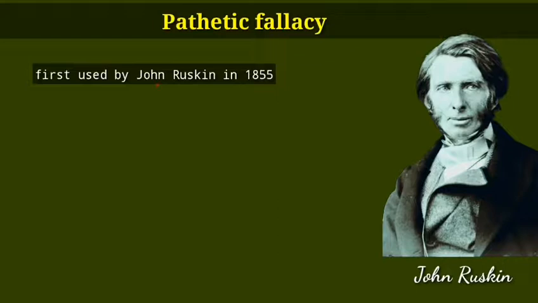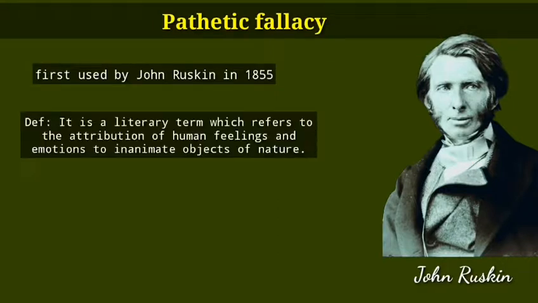So when someone asks the question, who coined the term pathetic fallacy, you should directly answer: John Ruskin in 1855. But what does it mean? Just look at the definition. It is a literary term which refers to the attribution of human feelings and emotions to inanimate objects of nature. The conclusion of this definition is that when human emotions and feelings are given to non-human objects, it is called pathetic fallacy.